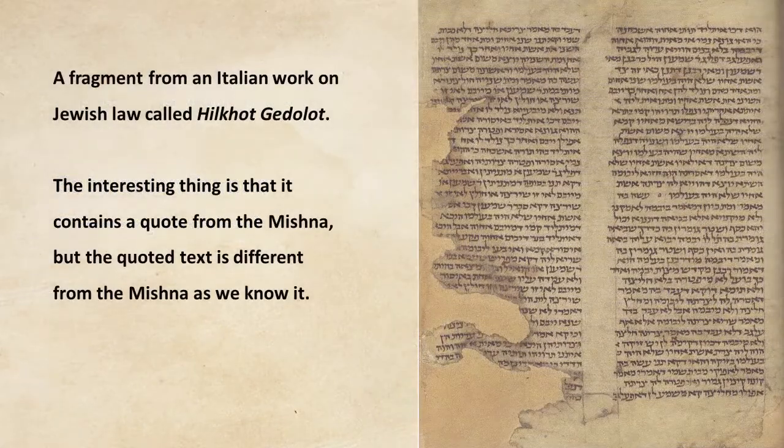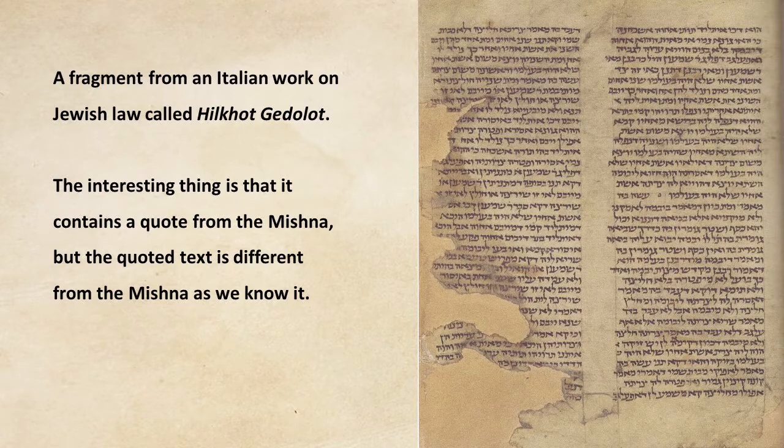What is this, Kevin? A fragment from an Italian work on Jewish law called Hilchot Gedolot. The interesting thing is that it contains a quote from the Mishnah, but the core text is different from the Mishnah as we know it. So it quotes the Mishnah, but the text doesn't occur in the Mishnah. That means they had a different version of the Mishnah. Now, we didn't find that different version of the Mishnah, but from the quote, we find that out. So that is also interesting.